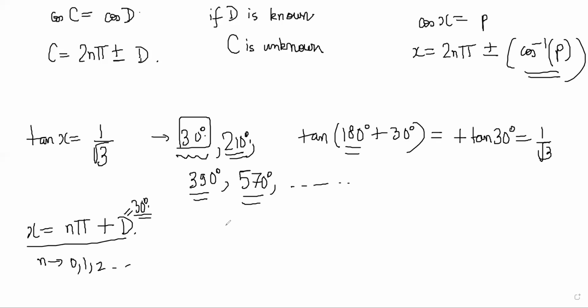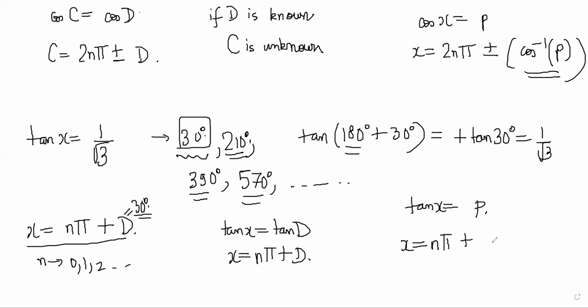Correct. So the formula for tan, if your equation was like this, tan x is equal to tan d, you'll get x is equal to n pi plus d. Here d is a known angle. If your equation was some tan x is equal to some value p, then we'll just write x is equal to n pi plus tan inverse p. If the value of p is not nice so that you don't know the angle, then you can write it like this, right? So basically, this chapter is helping you predict what are the possible angles for which the trigonometric ratio will be some particular value, right?